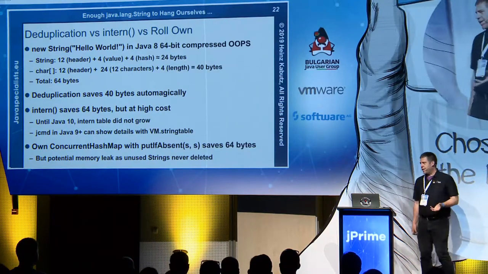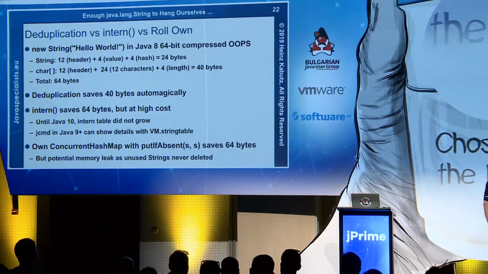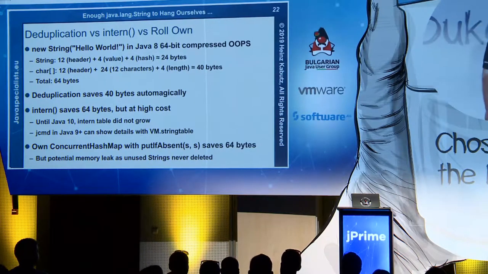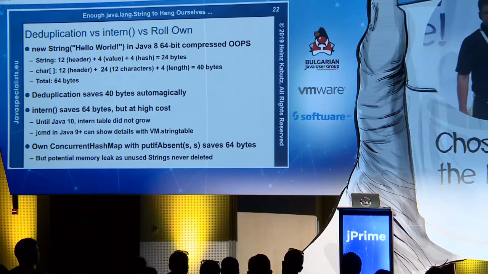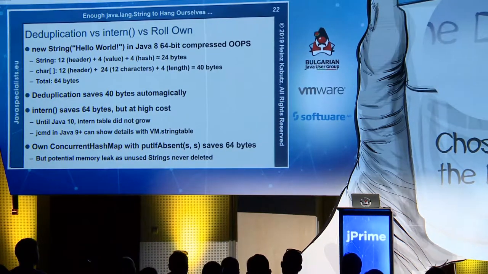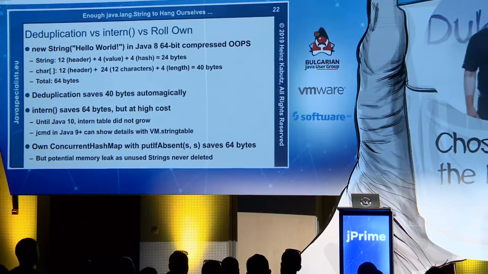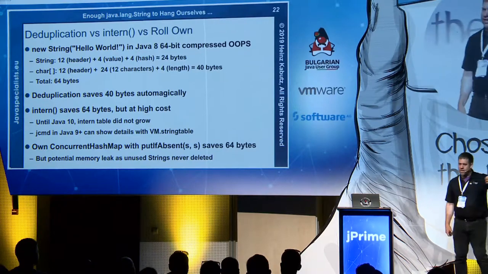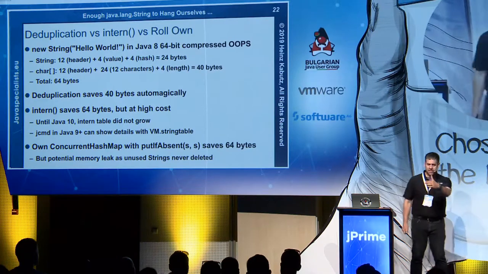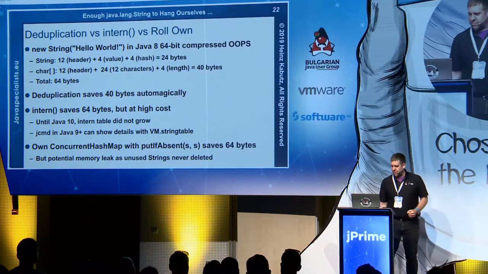64-bit normally would have 8 bytes per pointer. But if you start your virtual machine and you give it less than 32 gigabytes of memory, then by default it's going to have compressed OOPs, which means it's going to be 4 bytes per pointer. So if you allocate your virtual machine with 50 gigabytes, it's going to be 8 bytes per pointer. And if you allocate it with 30 gigabytes, or less than 32, it's going to make it 4 bytes per pointer.